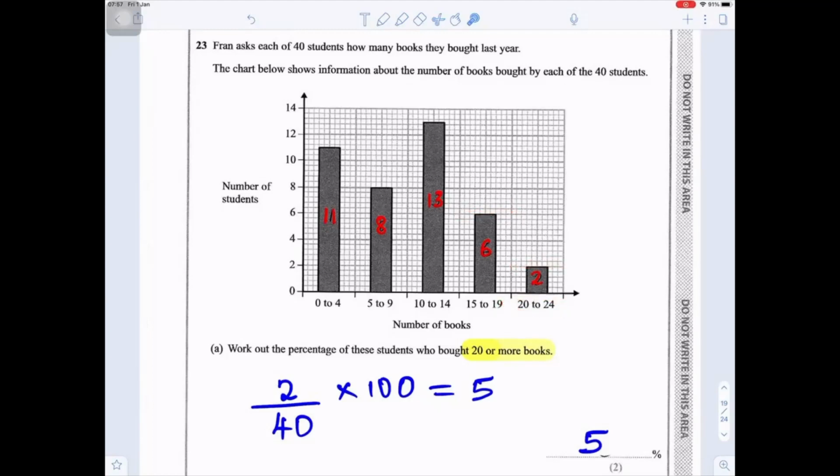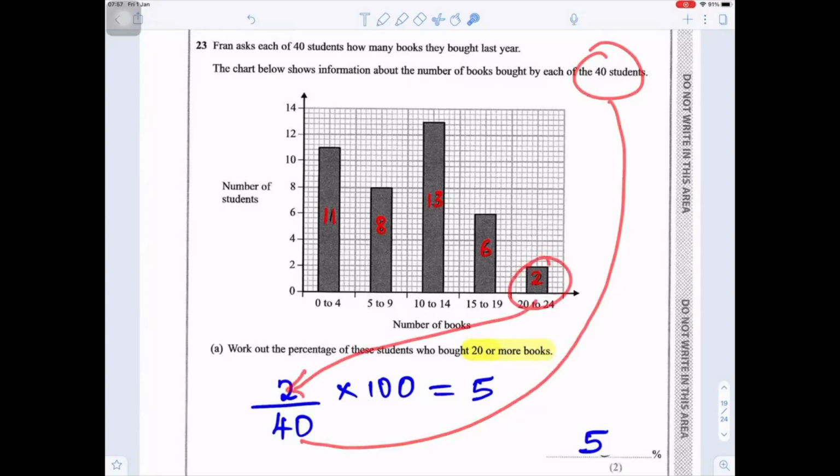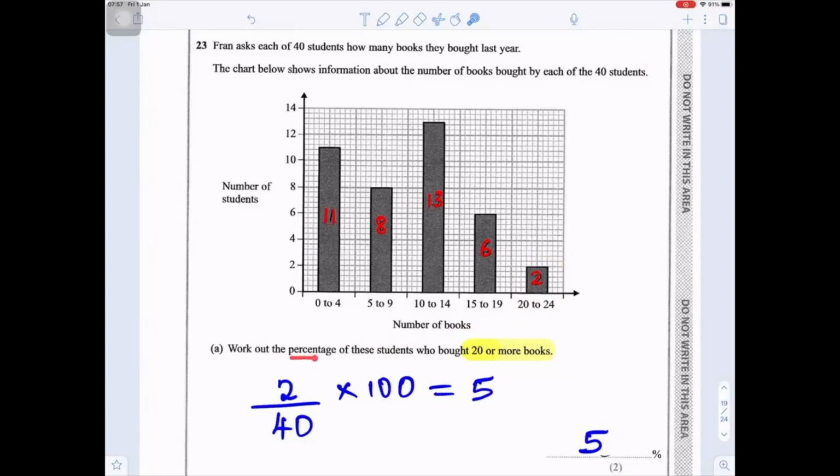So the percentage who bought 20 or more books, 20 or more books falls in that group there. So it's 2 divided by the 40 students in total. 2 divided by the 40 students. And we want to work as a percentage, we times by 100 to change to percentage. So 2 times 100 is 200, divided by 40 is 5. That gives us 5%.